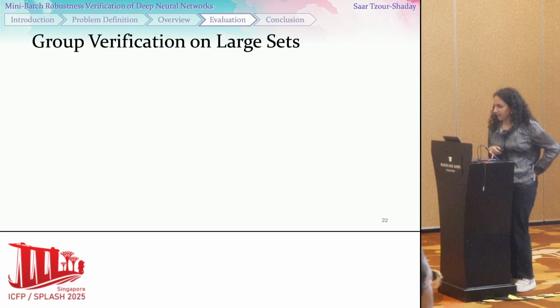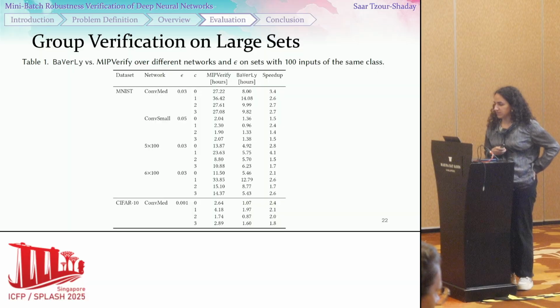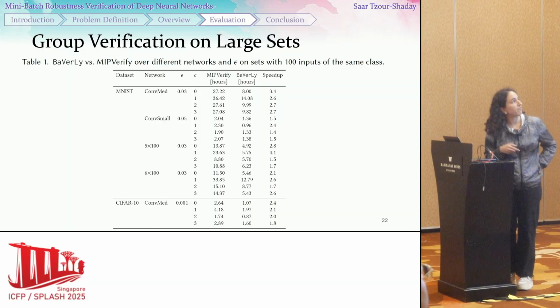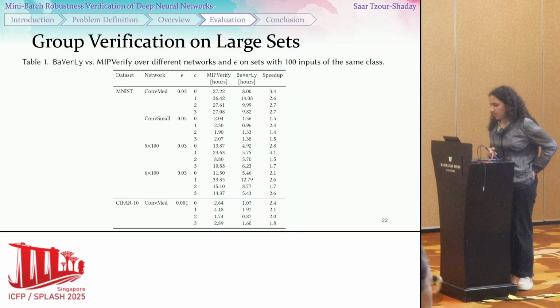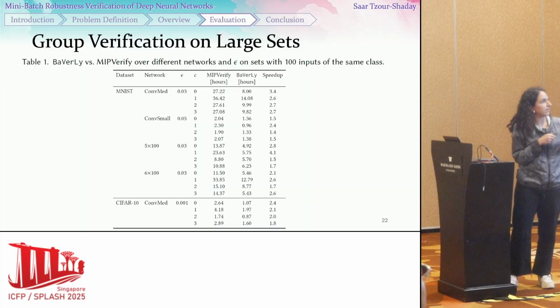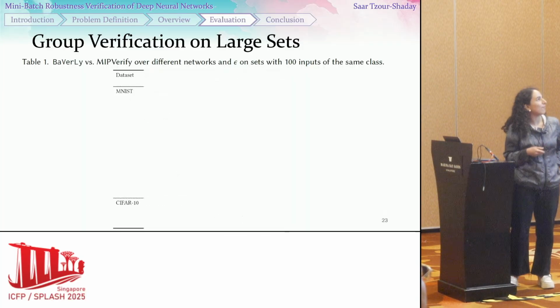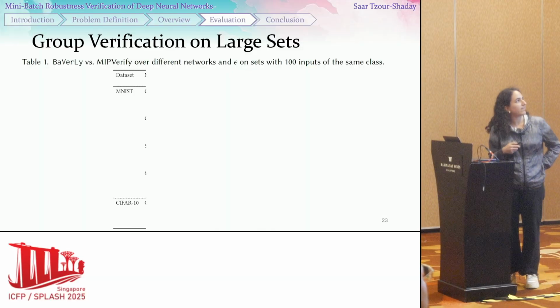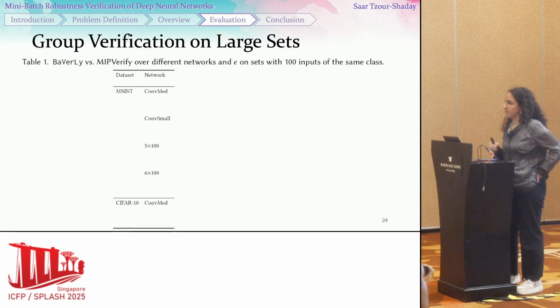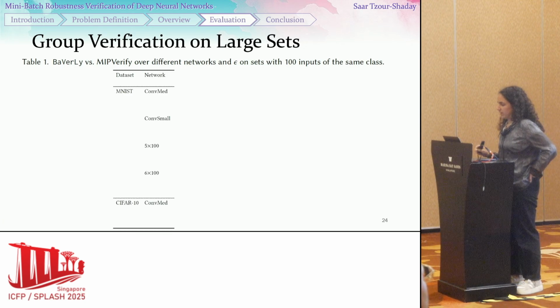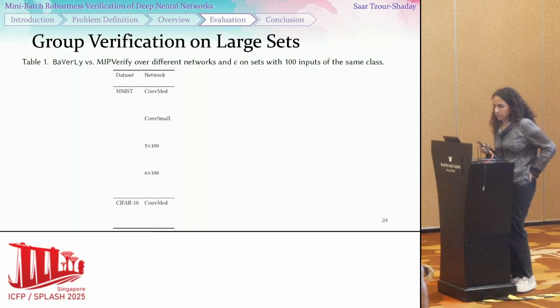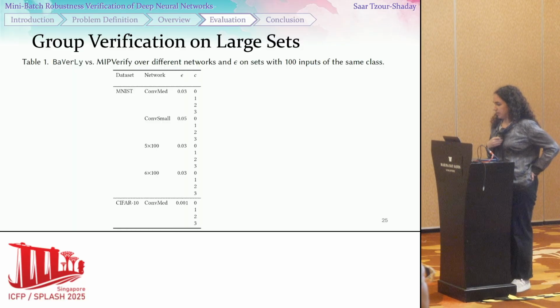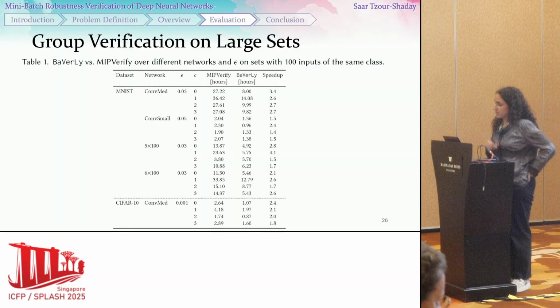In our first experiment, we evaluated BaVerLy on sets of 100 inputs and compared it against MIP verify, the one-by-one naive verifier. I will walk you through this table one step at a time. So we evaluated two data sets, MNIST and CIFAR-10, on two types of networks, convolutional networks and fully connected networks of varying sizes. We consider the first 4 classes of the data sets and the epsilon values shown here. And we report the verification time in hours, as well as the speed up factor.